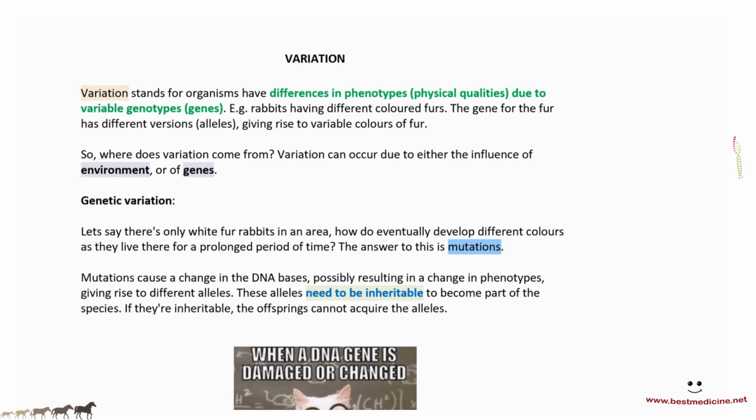For example, you could have rabbits having different colored furs, right? The gene for the fur has different versions or alleles, giving rise to variable colors of fur. So where does variation come from? Variation can occur due to either the influence of environment or of genes.